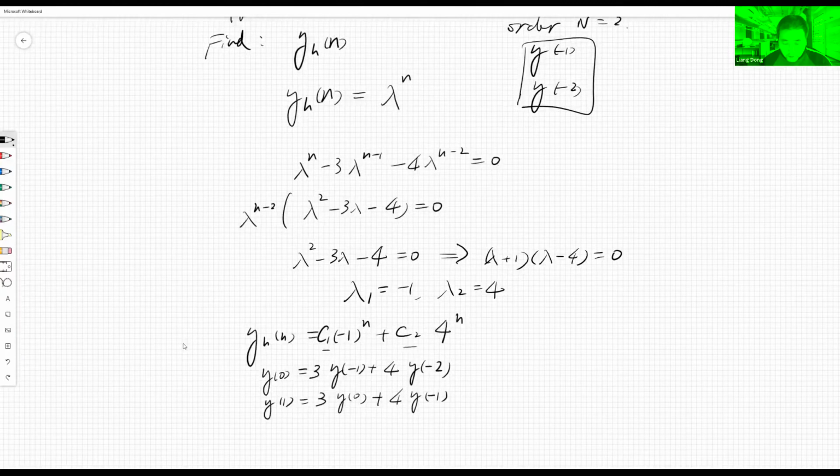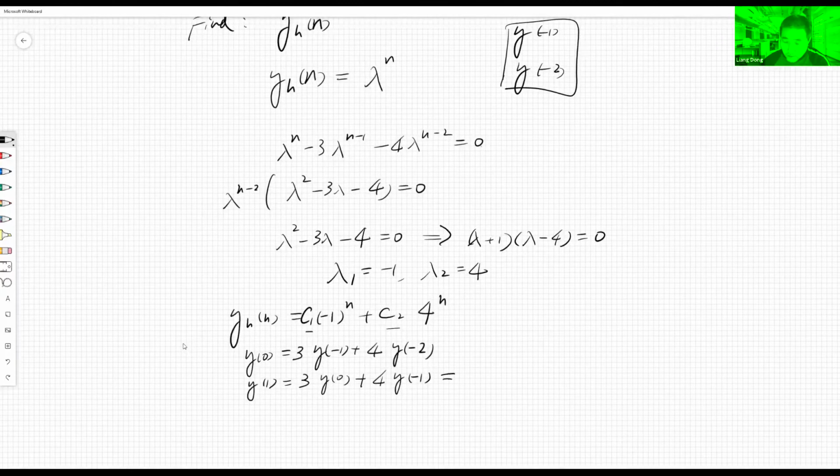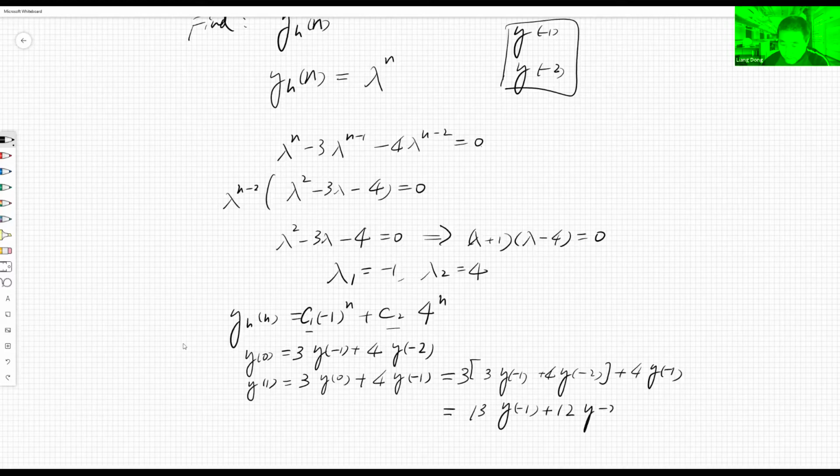So we can continue this with 3 times y[0]. We plug in from the previous line, so it's 3 times (3y[-1] plus 4y[-2]) plus 4 times y[-1]. Now this is equal to, after we find out this is 9 plus 4, we have 13y[-1] plus 12y[-2].